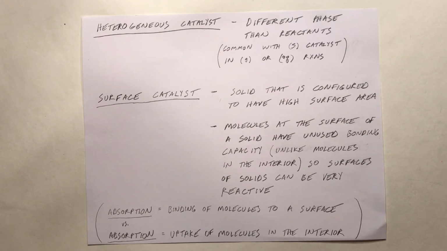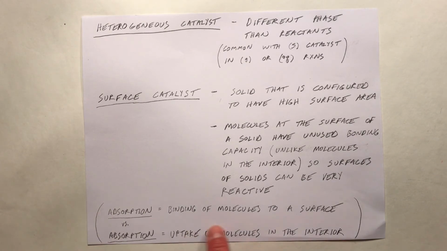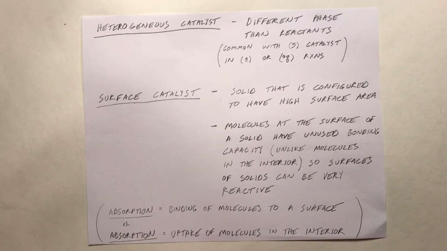Now, before we go any further, let's get a few definitions clear. This is kind of a new term here. It's adsorption. Adsorption refers to the binding of molecules onto a surface. Now, you're probably familiar with the second term, absorption. Absorption, with a B, is when the molecules go into the interior of a substance or interior of a material.